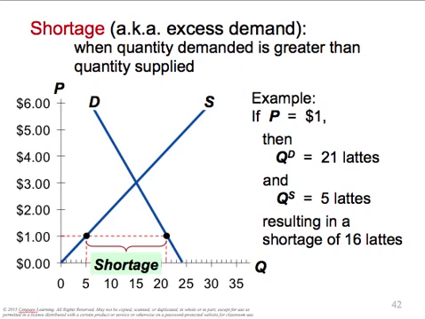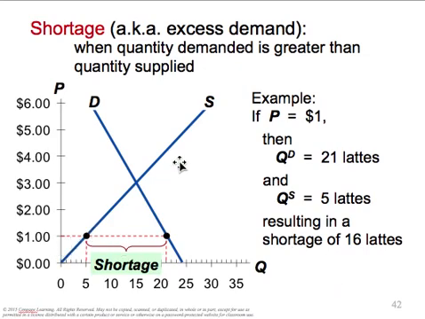latte was $1? Well, if the price of a latte is $1 and you like lattes, you're going to demand more lattes because it's inexpensive. Quantity demanded will be 21 lattes at $1. And the quantity supplied, because you're Mr. Starbucks, you don't want to give away your lattes for $1, is only 5.